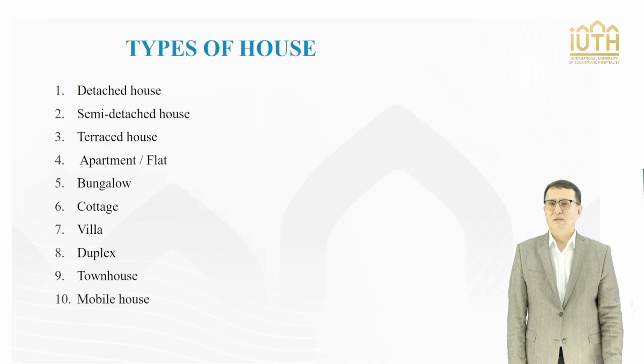8. Duplex is a building divided into 2 separate living units. 9. Townhouse is a tall, narrow house in a row, often with multiple floors. 10. Mobile house is a movable house, often built on a trailer frame.